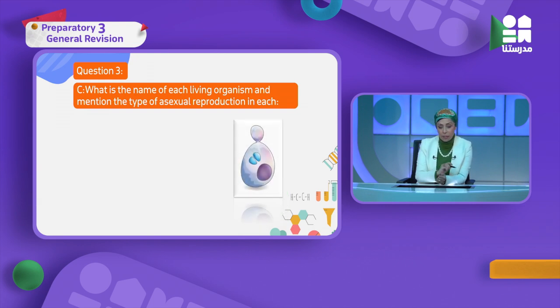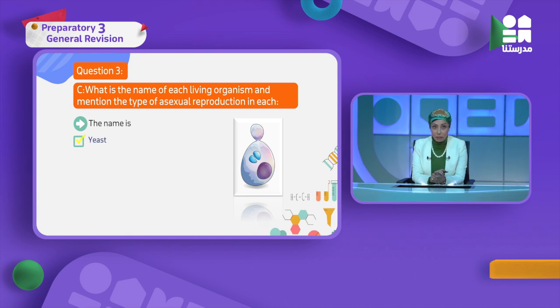What is the name of this living organism? Of course, it's the yeast fungus, a type of fungus called yeast. What type of asexual reproduction happens in it? It reproduces by budding. You can see that a bud formation starts to form, so it reproduces by budding.